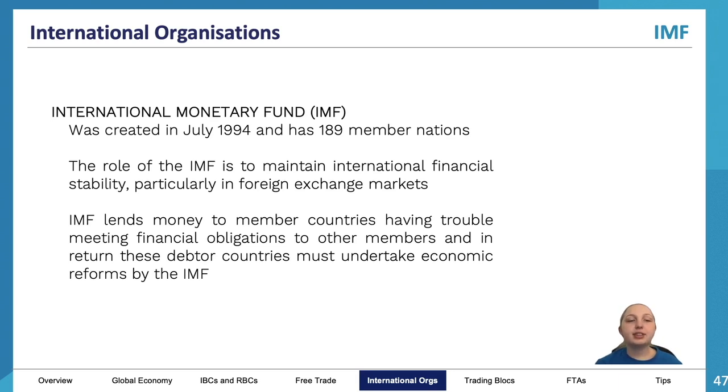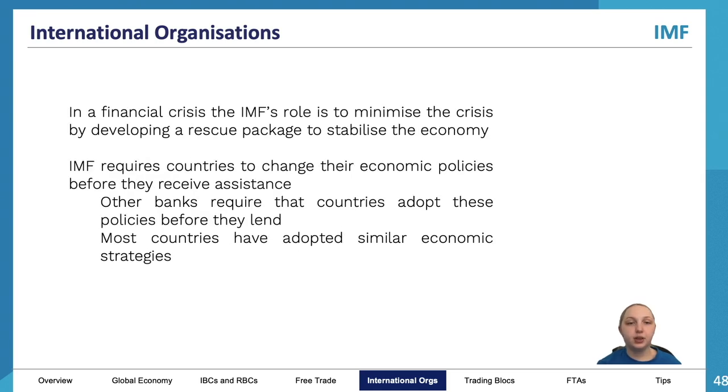Now, this is a really interesting thing to look at, in the fact that the IMF is essentially saying, okay, we're not part of your country, but if you're going to take money from us, you have to let us have some economic control over your economy. So it's really interesting to look at how effective it actually is when the IMF tries to undertake economic reform. In a financial crisis, the IMF's role is to minimize the crisis by developing rescue packages to help stabilize the economy.